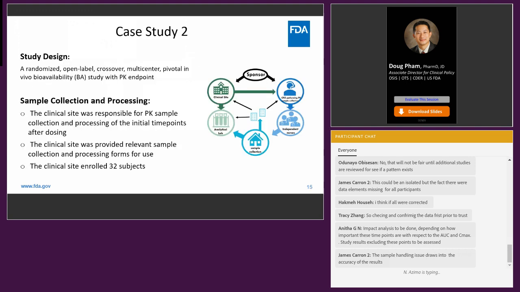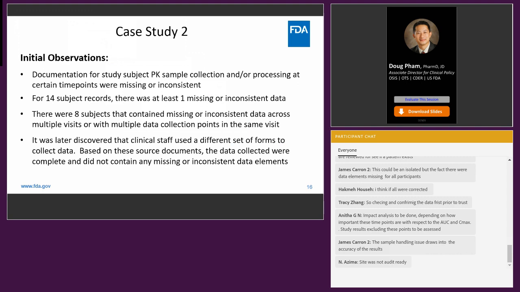Okay, for the next case, case study number 2, let's operate with the same conditions. You've got a BA study with a PK endpoint, and your clinical site is responsible for PK sample collection and processing at initial time points. So now FDA is at your doorstep again, and they make the initial observations. Again, PK sample collection and processing data were missing or inconsistent, similar to case study 1. You have 14 subjects with at least one missing or inconsistent data element. You have 8 subjects that contain either multiple missing data points in the same visit or across multiple visits.